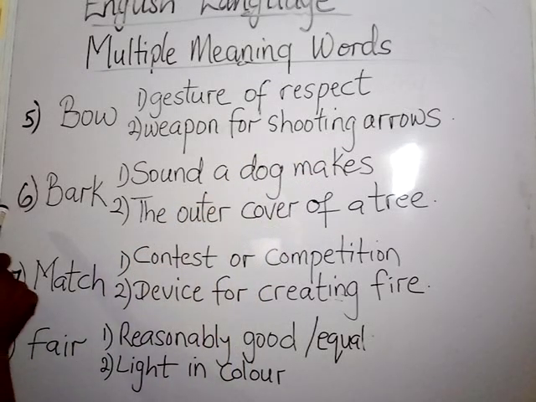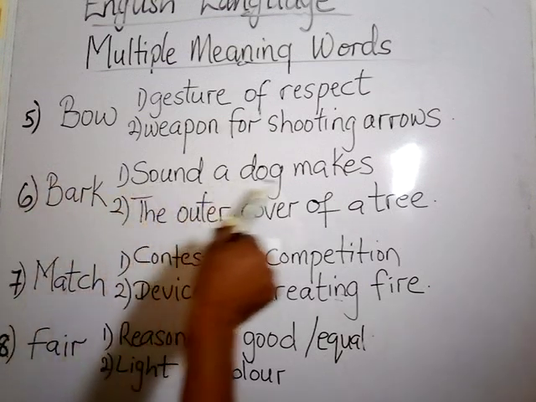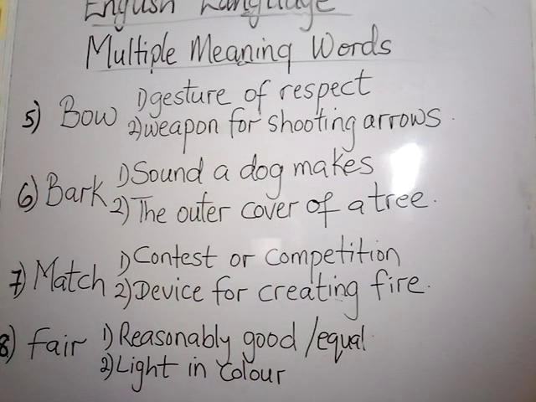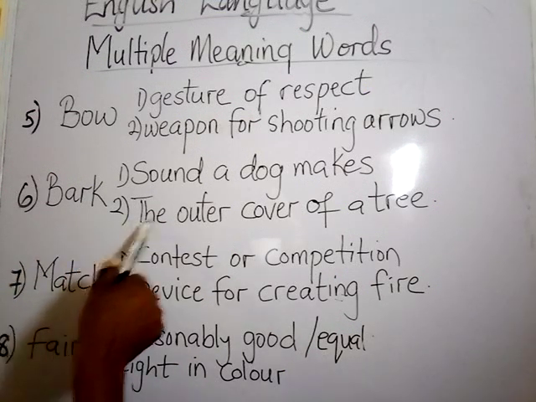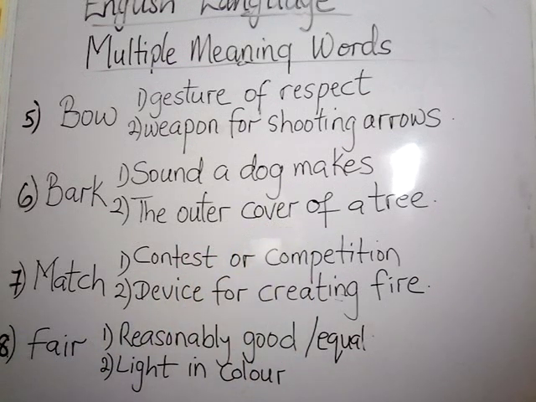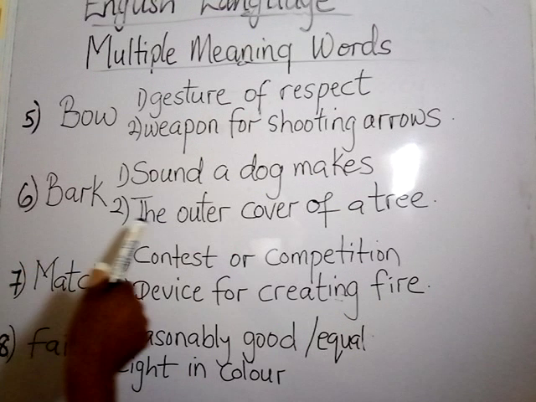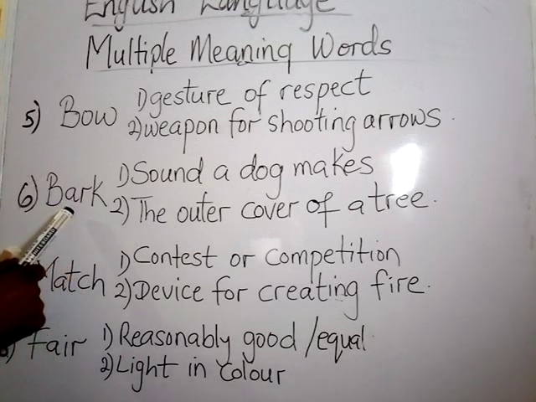The next word here is bark, bark. Bark could be the sound a dog makes. When the dog barks, the sound it makes, woof, woof. And then it can also mean the outer cover of a tree. When you see a tree, the stem, there is a cover, the back of it that looks brown most of the time that you can scrape off. That part of the tree is also called bark.